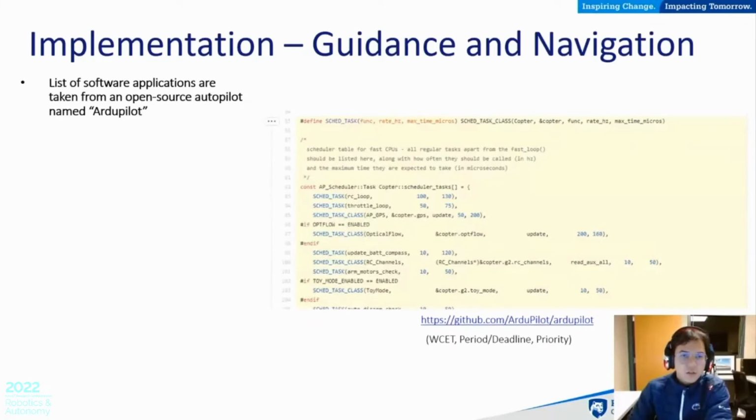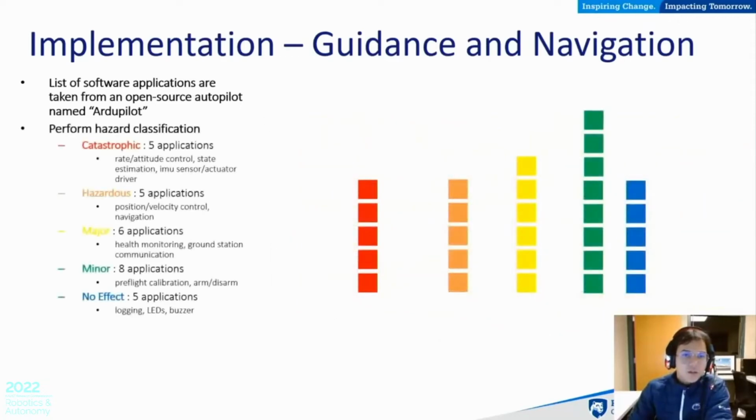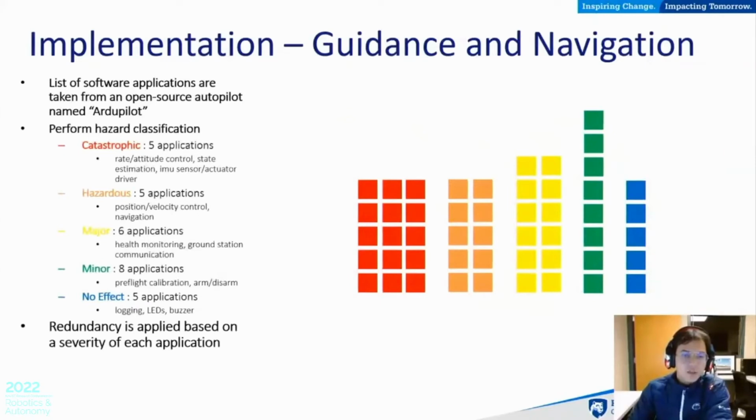The source code shows the properties of each application, which are the worst case execution time, period or deadline, and a priority. The software applications are then categorized into 5 levels of severity based on the guideline documents. Redundancy is applied to the safety critical ones, making the number of applications 50 in total.